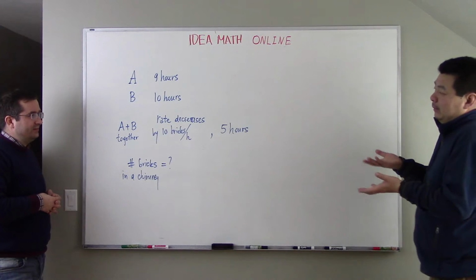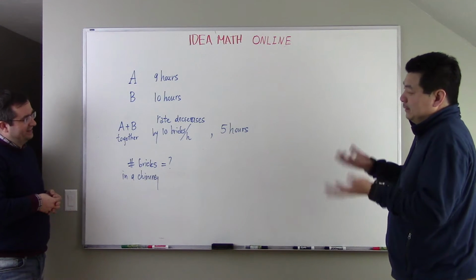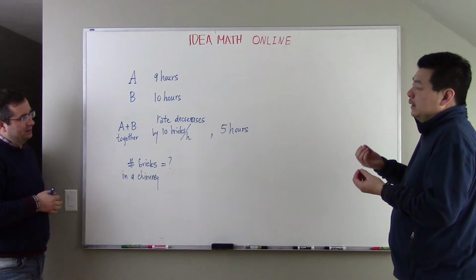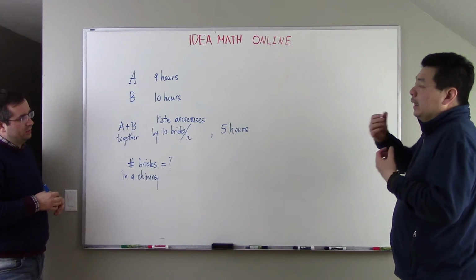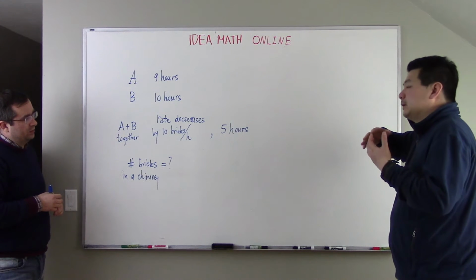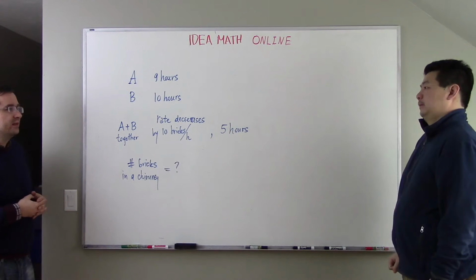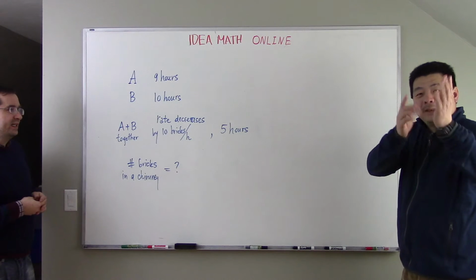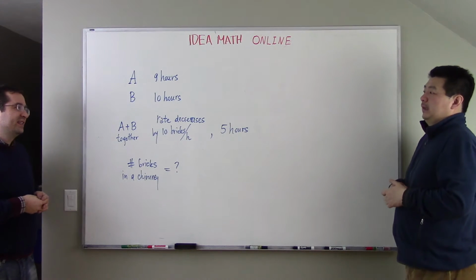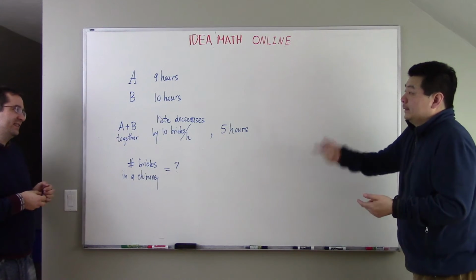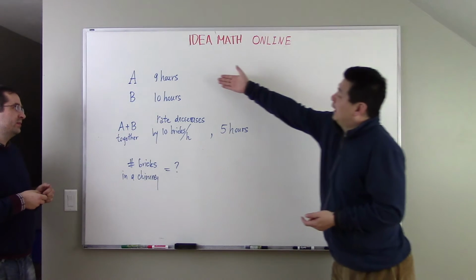So I love this problem from an AMC contest because it's fun. Not only is it fun, in my point of view, it's clearly a speed and rate problem. Does that make sense to you? It seems like there's no running, but there's a time.